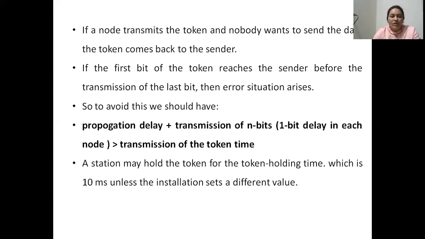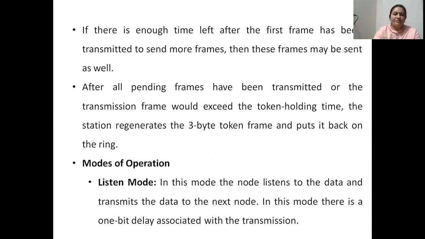A node can hold the token only up to 10 milliseconds. So if a change is required in this, then settings during the installation have to be modified. If there is enough time left after the first frame has been sent, a sender can send some more frames. And after all its pending frames have been transmitted, or if its token holding time of 10 milliseconds is exceeded, then the station has to regenerate the 3-byte token frame and put it back onto the network.